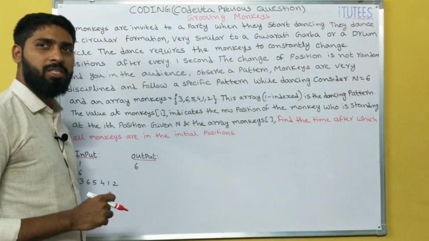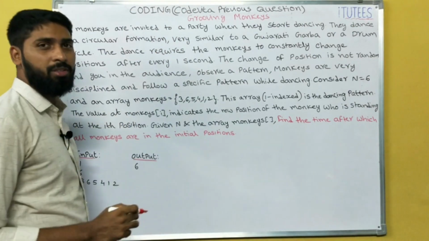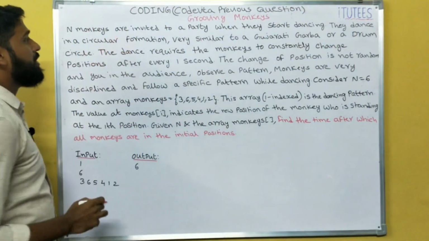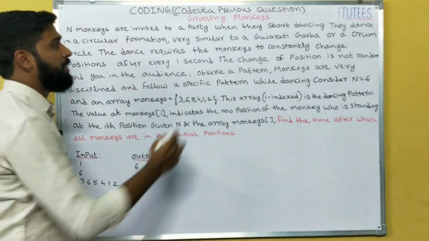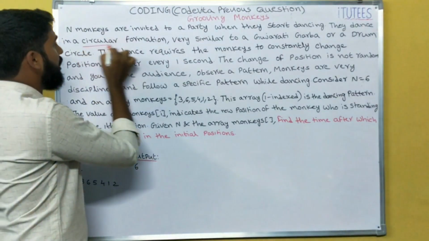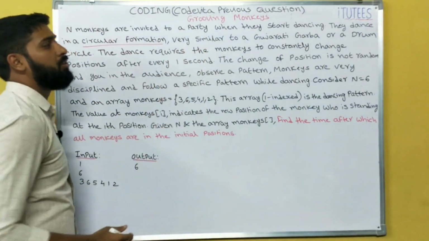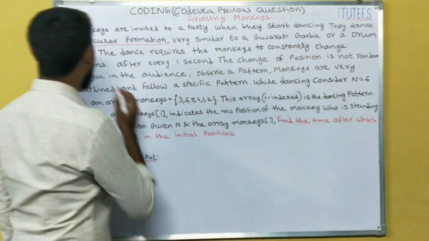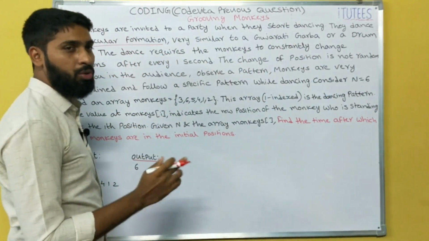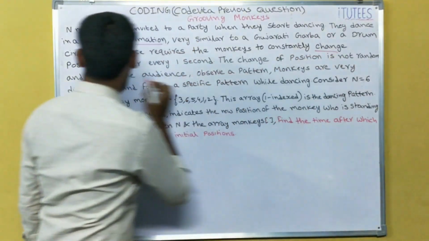Now we are going to discuss one coding question from a previous paper. Growing monkeys: young monkeys are invited to a party. When they start dancing, they dance in a circular formation, very similar to Gujarati Garba or a drum circle. The dance requires the monkeys to constantly change positions.